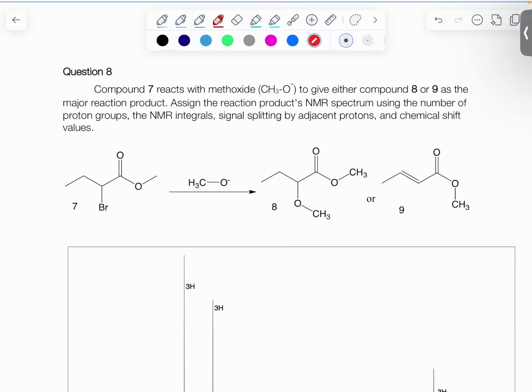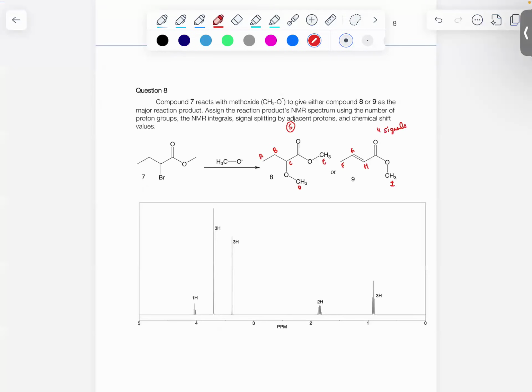So with 8, we would expect to have five signals. And with product 9, we would expect to have only 4 signals. So that can already be a giveaway because we have 1, 2, 3, 4, 5 signals in our NMR. So already we should be thinking that our major product is probably 8. But we can go through and confirm that.